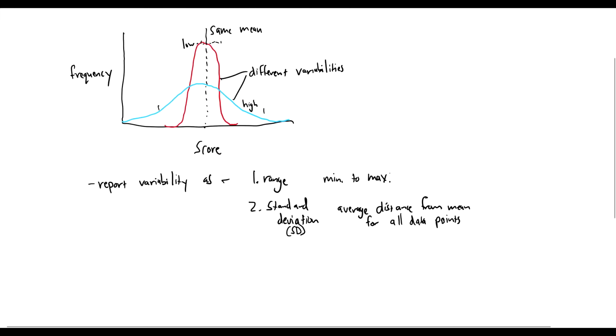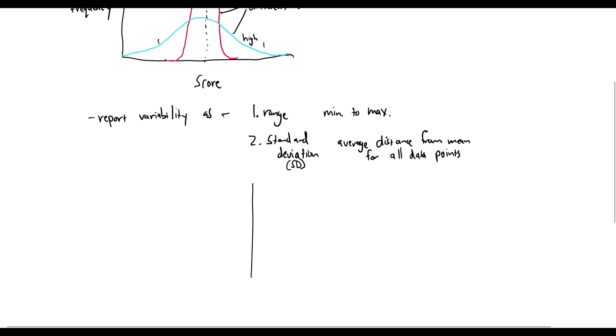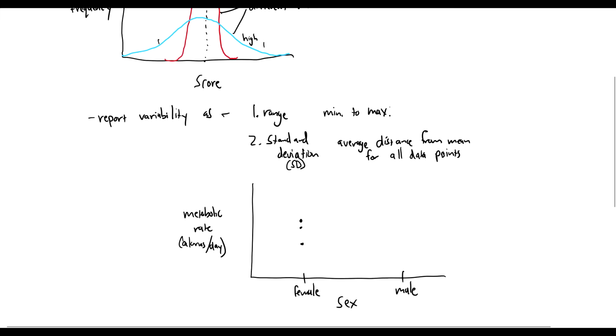So let's see what different standard deviations look like. So here's a chart showing metabolic rate for females and for males. So we should have metabolic rate on the y-axis. We want to make sure we include our units here. On the x-axis, we have our female and our male sexes. For female, we can draw some data points, and for male, we have some data points.